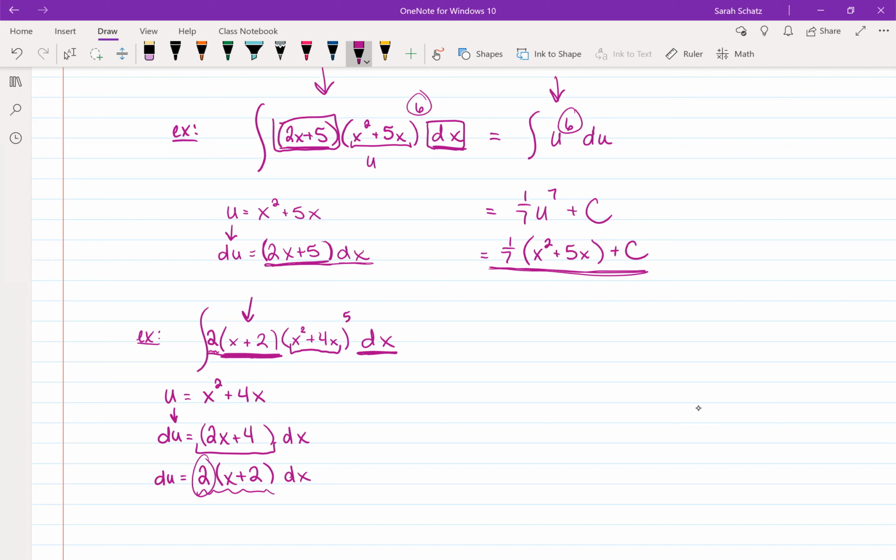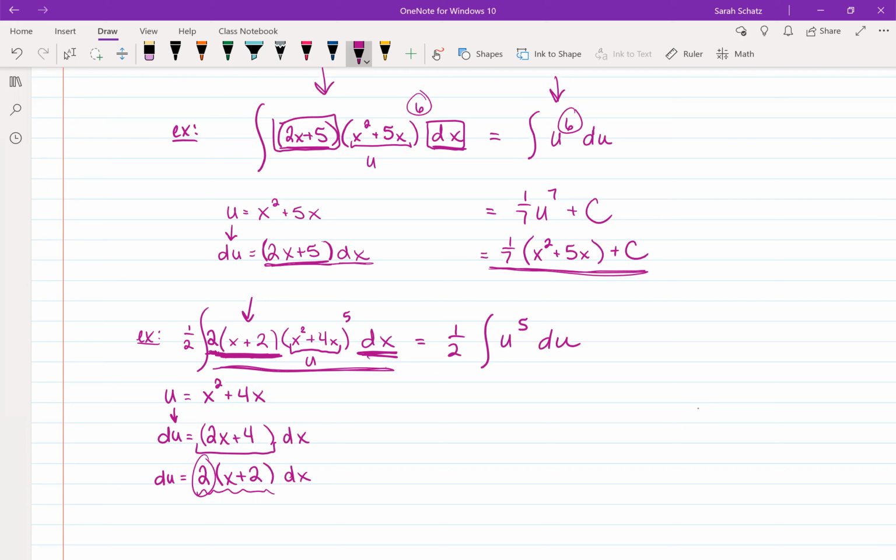All right, so when we added this 2 here, it makes du complete. But remember, I can't just add a 2 in there, so I have to cancel it out if I put it in. So I put my 1/2 on the outside and that takes care of it. So I have 1/2, and all of this in here is just u to the 5th, and then all of this here is just du.